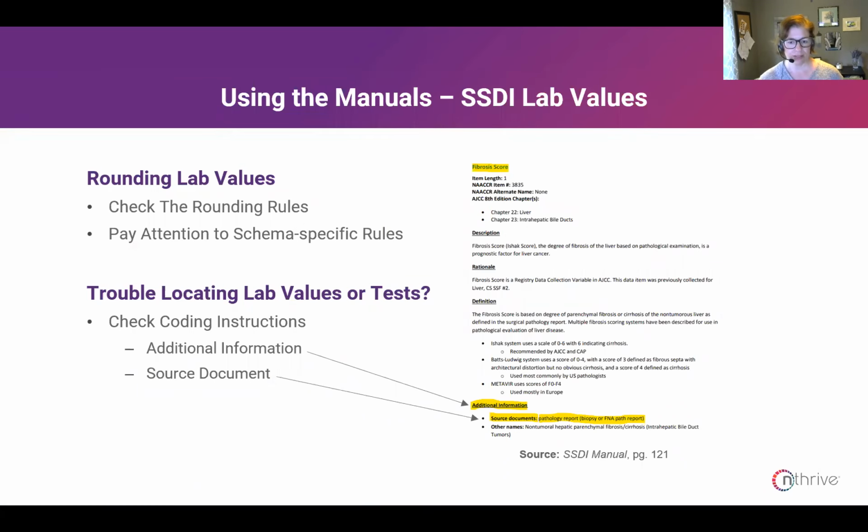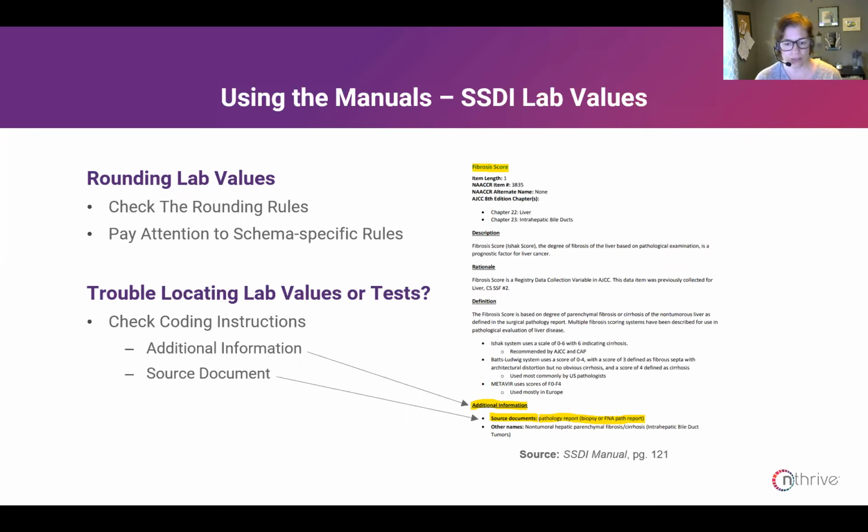Lab values and prognostic tests are a large part of SSDI coding, as we know. We'll need to check the rounding rules for each schema we're working with, since they differ across disease types. If we're having a hard time locating a lab value within the medical record, the SSDI manual may be able to help. We can check the site-specific section for the lab value or test in question. There may be an additional information heading and a source document subheading. If there is such a heading and subheading, we'll find a listing of common locations for source documents.